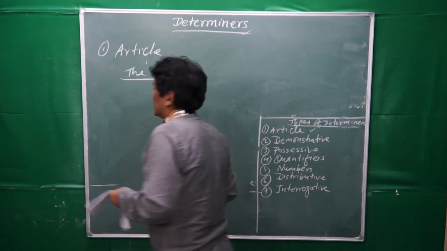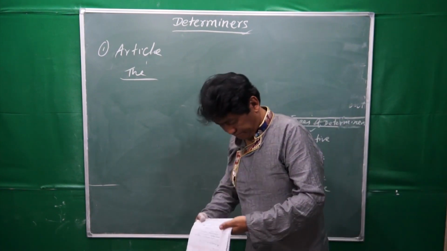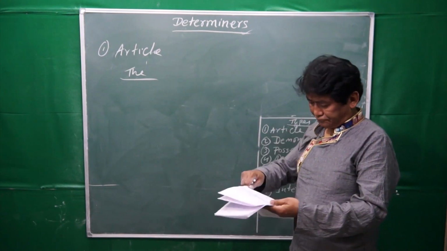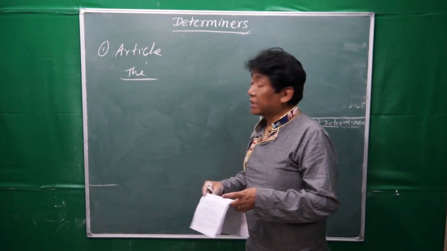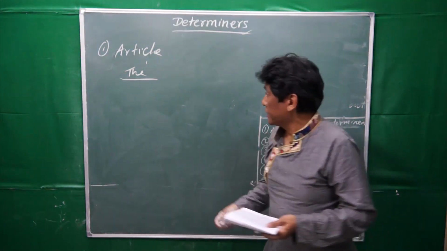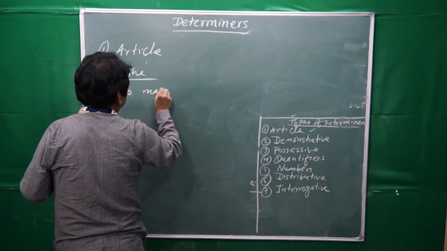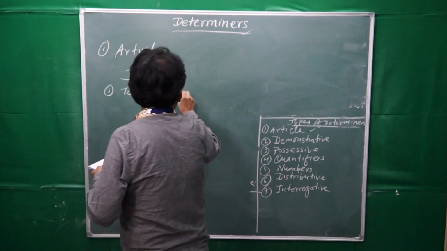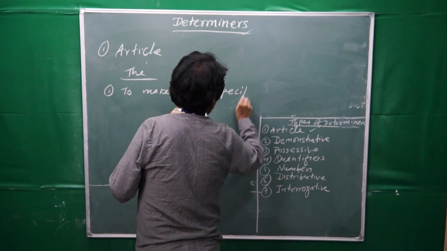The. Now it has got a long list of rules, in fact. Now this is used to make a noun specific. Like number one is to make a noun specific.